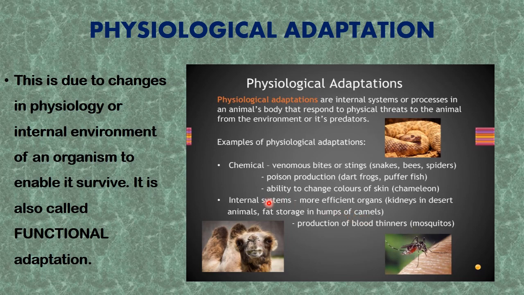In other words, functional adaptation helps an organism to survive in its environment. A classic example is human beings. When we are found in a hot environment, our bodies produce sweat, which when evaporated causes the temperature of our skin to cool down. So this is a classic example of physiological adaptation. This has to do with change in the functioning of our body in order to survive changes in our environment.